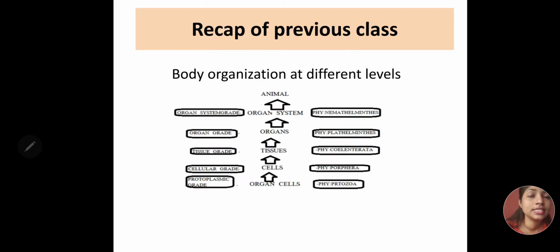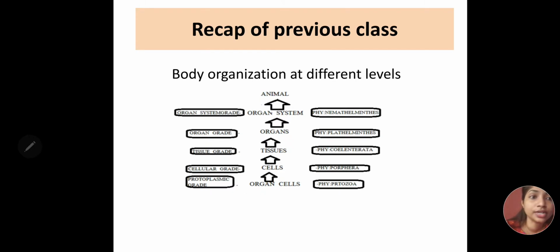In our previous class, we learned about the body organization, which is seen at different levels, that is, the subcellular or acellular level, protoplasmic level, followed by the cellular level, tissue level, and organ system level of organization. The protoplasmic grade of organization is seen in phylum Protozoa.